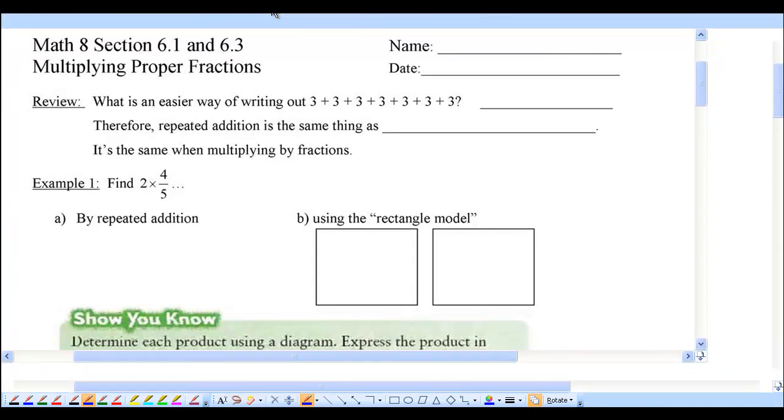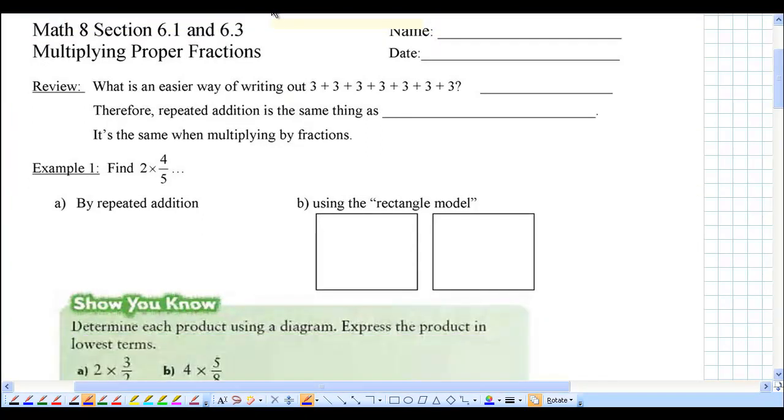Okay, ladies and gents, what does multiplication mean? Well, look at my review here. What's an easier way of writing out this? 3 plus 3 plus 3 plus 3 plus 3 plus 3 plus 3. Oh man, 3 times whatever. 3 times what? 7, right. So that's the same thing as 3 times 7. So, ladies and gentlemen, repeated addition of the same thing is really called multiplication.